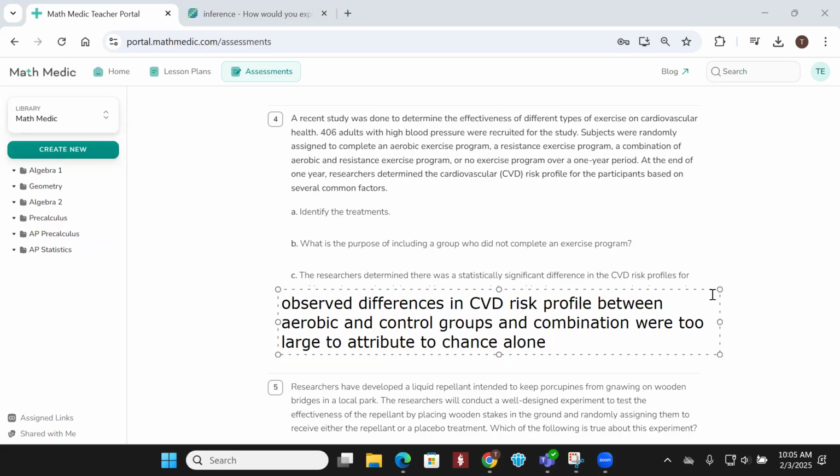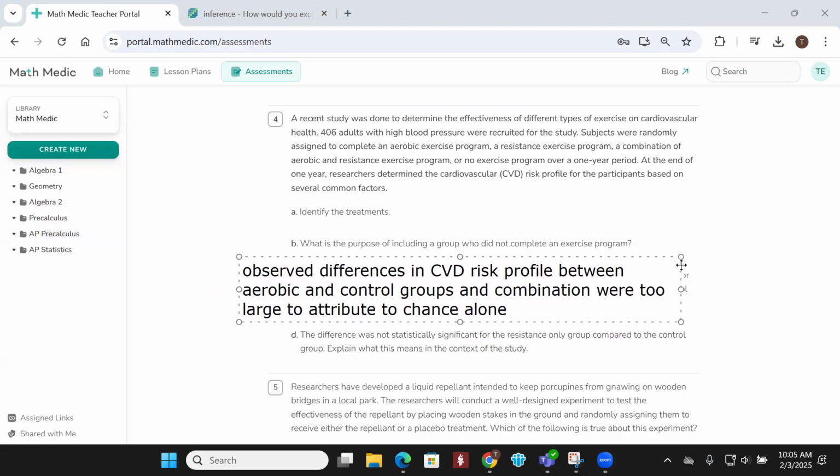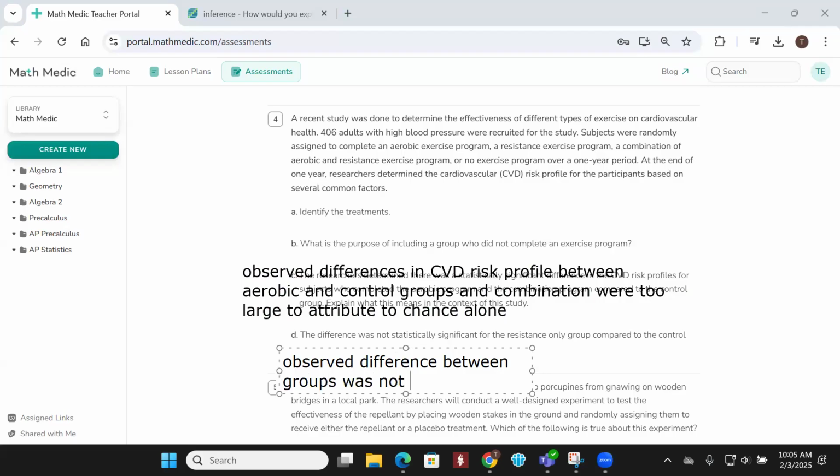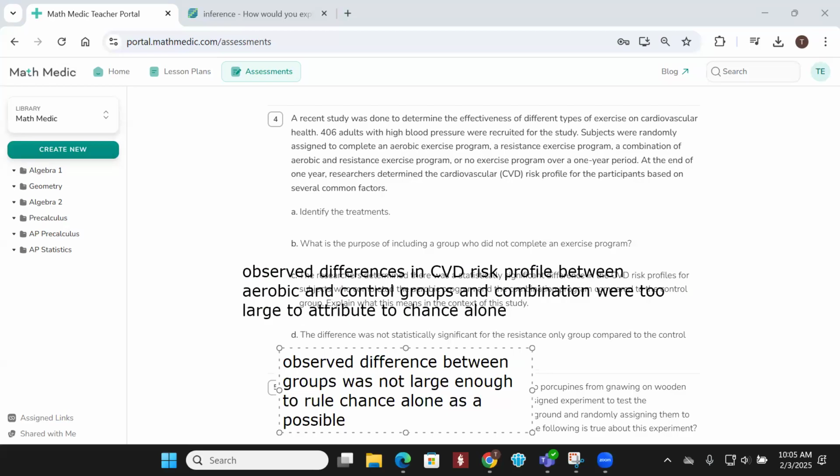Okay, on D, the difference was not statistically significant for the resistance only group compared to the control group. Explain what this means in context of the study. So the observed difference between groups was not large enough to rule out chance alone as a possible explanation.